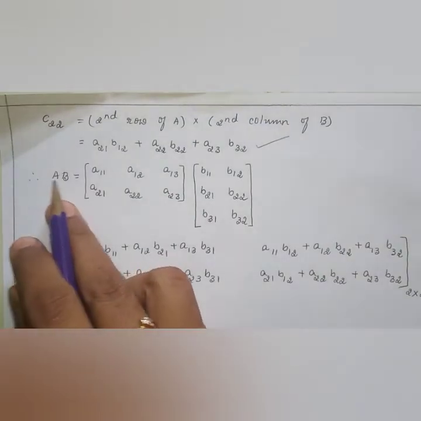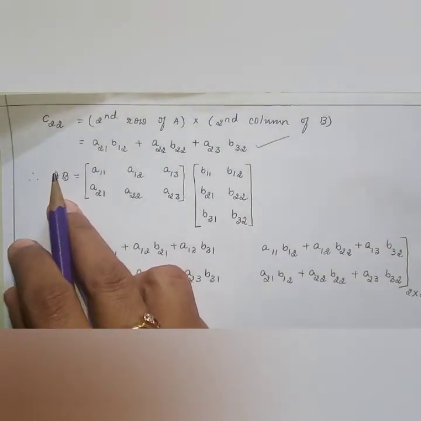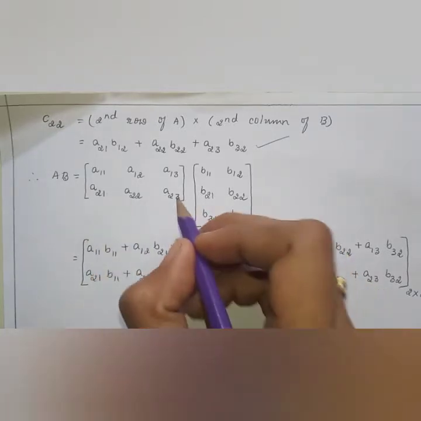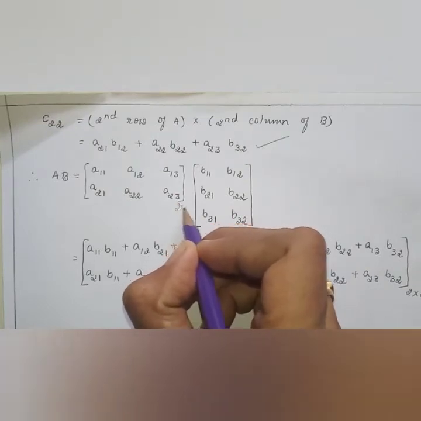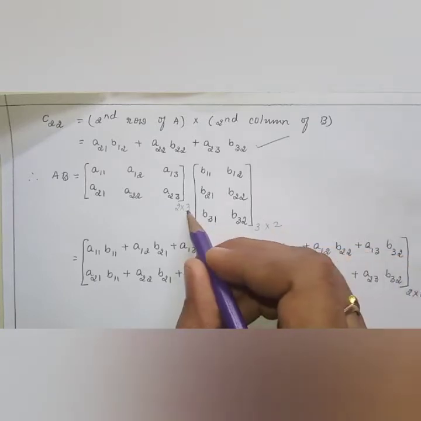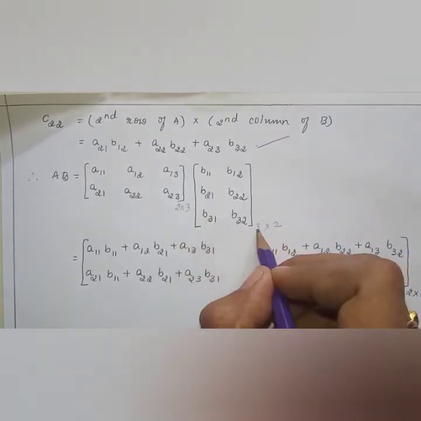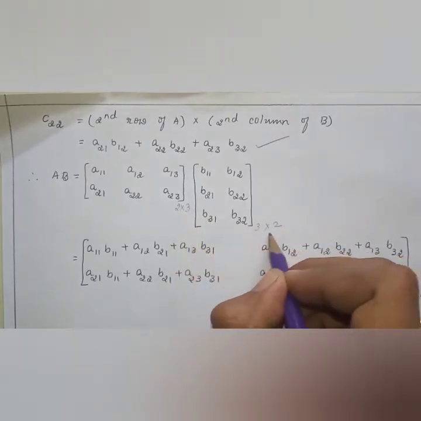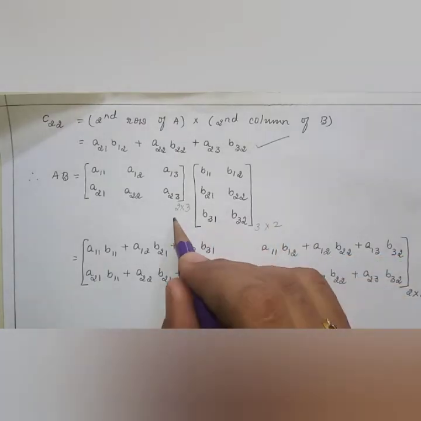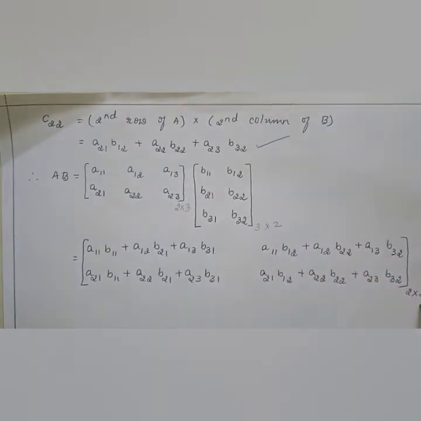Therefore, the product AB we directly write as it is. This is the matrix A and this is the matrix B. Here we only check the order. This is 2 by 3. This is 3 by 2. Here the middle two numbers are same. Therefore, the order of the resultant is the first and the last number, 2 by 2.